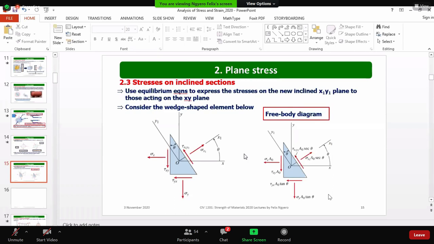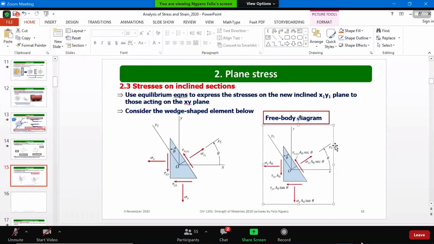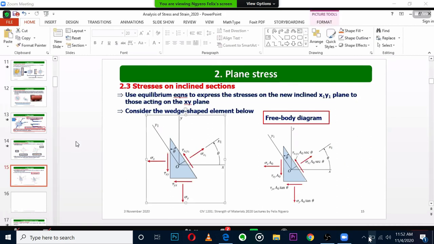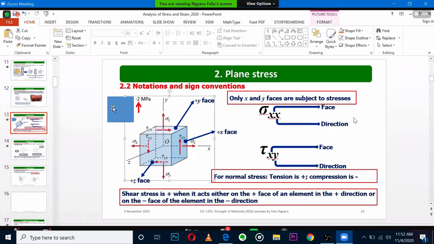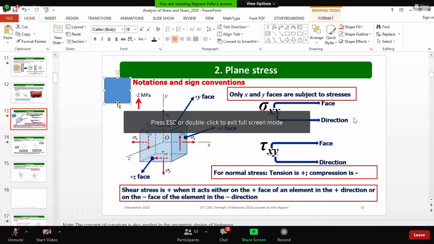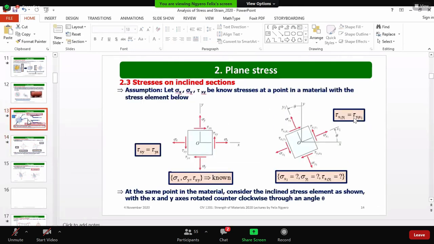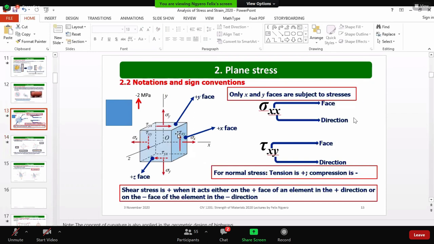So the next thing we are going to do is to resolve forces and find an expression for sigma X1 and tau X1 Y1. As simple as that. That's all we have to do. Before we resolve the forces, we have to draw the free body diagram. Now we are working with this simplified two-dimensional state of stress. It is two-dimensional, but it has a thickness. You have to remember that it has a thickness. The thickness is small, but we have it.